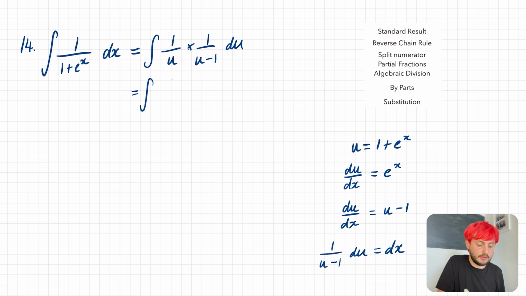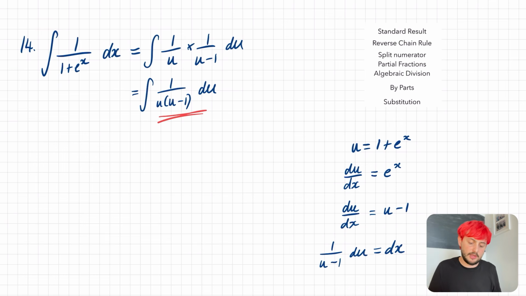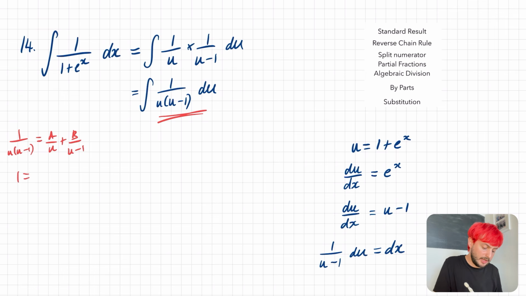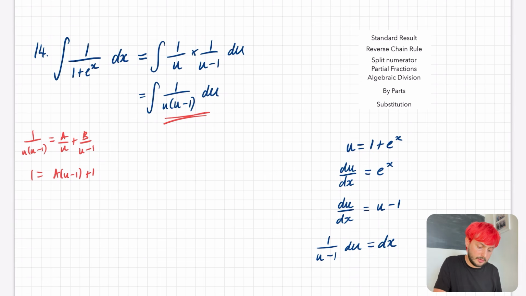So what I've got is 1 over u minus 1 du. Now this thing that we've got is going to need to have some partial fractions happening on it. So I'm going to do this partial fractions and see if I can squeeze it in on the left hand side. So I have 1 over u minus 1 is going to be a over u plus b over u minus 1. So first of all, we get 1 then equals a(u minus 1) plus b, plus bu.